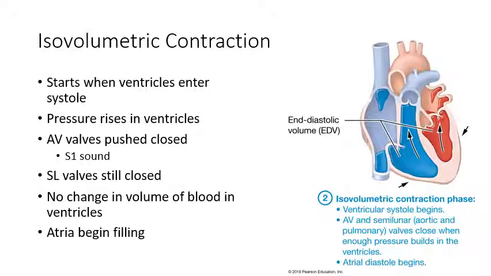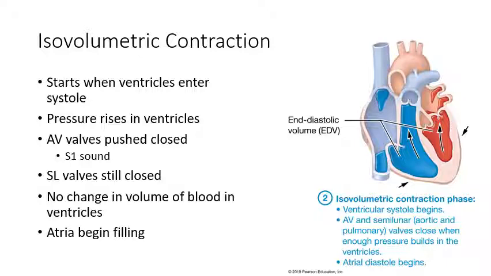Next, we have the isovolumetric contraction phase, which begins when the ventricles are completely full of blood and they enter systole. So when the ventricles enter systole and contract, the pressure is going to rise in the ventricles dramatically, and it gets very high. When that happens, the AV valve is going to be pushed closed. You have more pressure in the ventricles than what you have in the atria, and actually you're going to have a slight delay between when the AV valves close and when the SL valves open. And during that brief space of time is when you have the isovolumetric contraction phase.